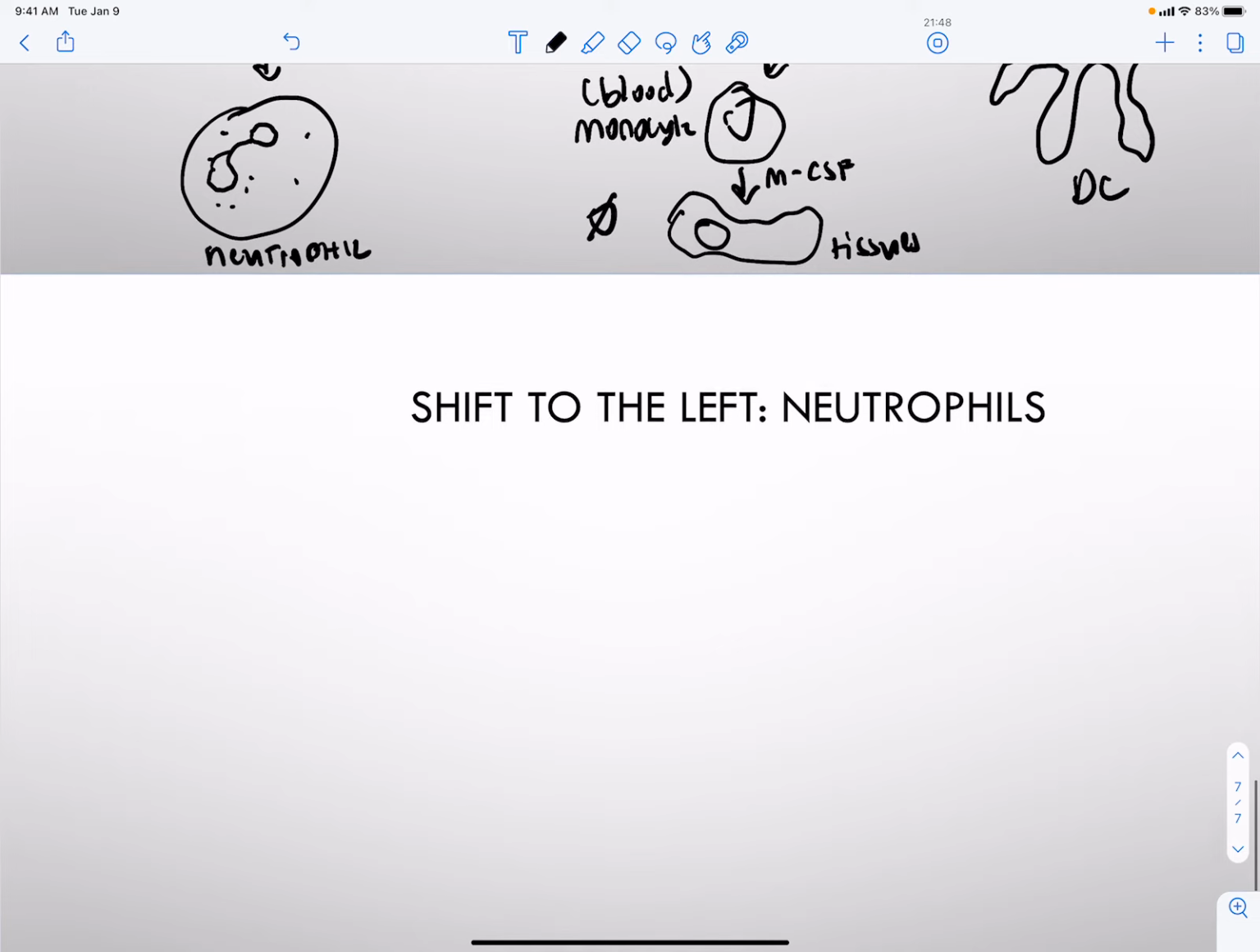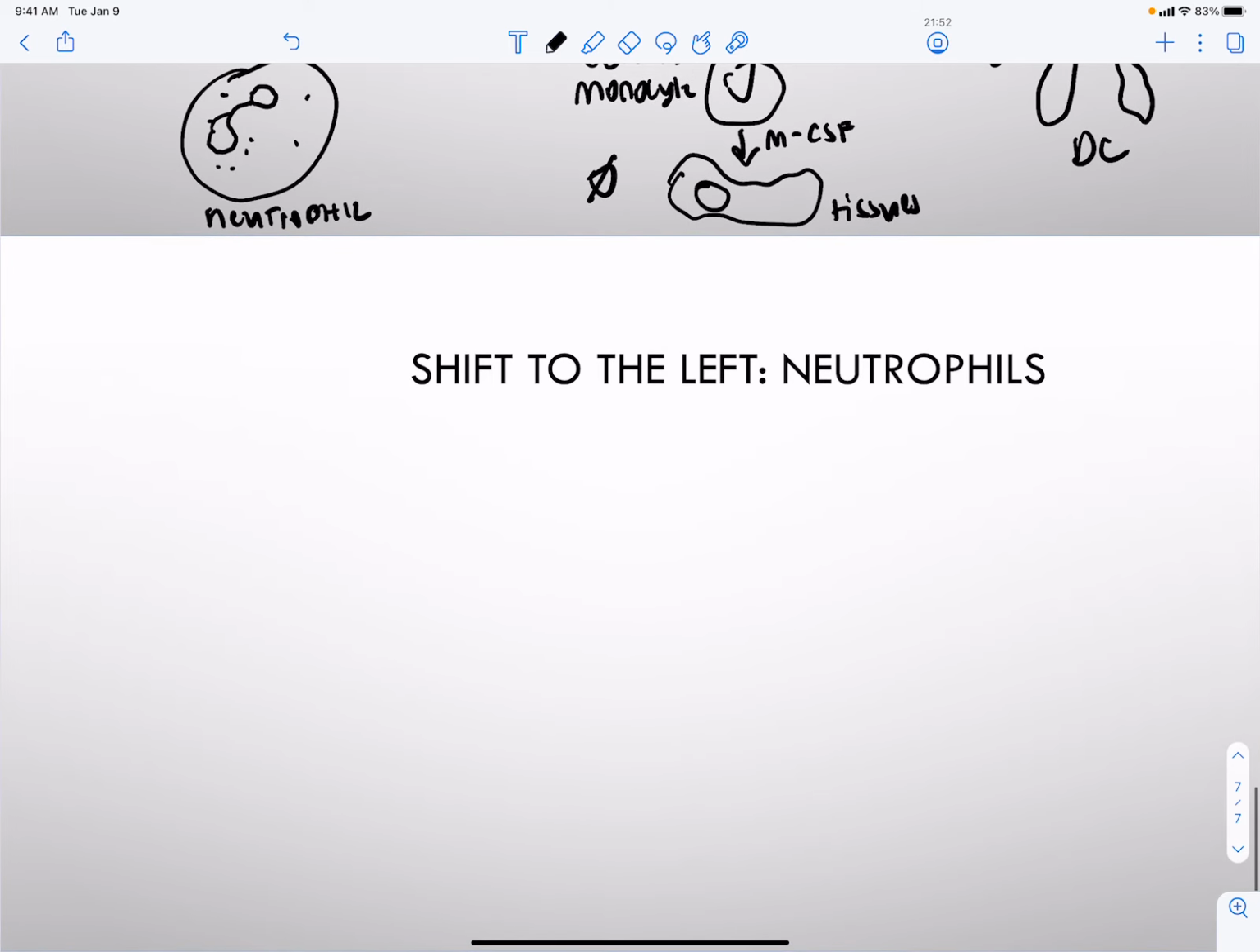All right, so the last thing I want to discuss on this topic is what's referred to as a shift to the left. And the reason I want to talk about this is because it's a common term used in clinics, and it refers to the presence of immature blood cells in your circulation. So keep in mind that all of these blood cells that we just talked about, your neutrophil, your dendritic cell, monocytes, etc., mature in the bone marrow, and then they are released as mature into the bloodstream.